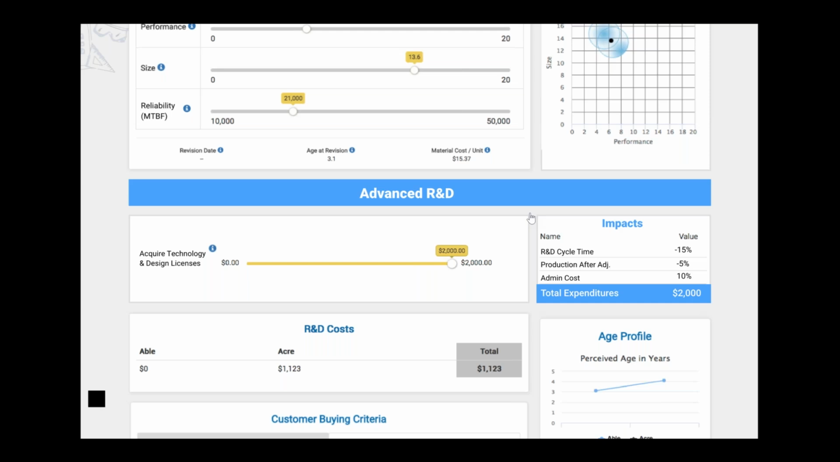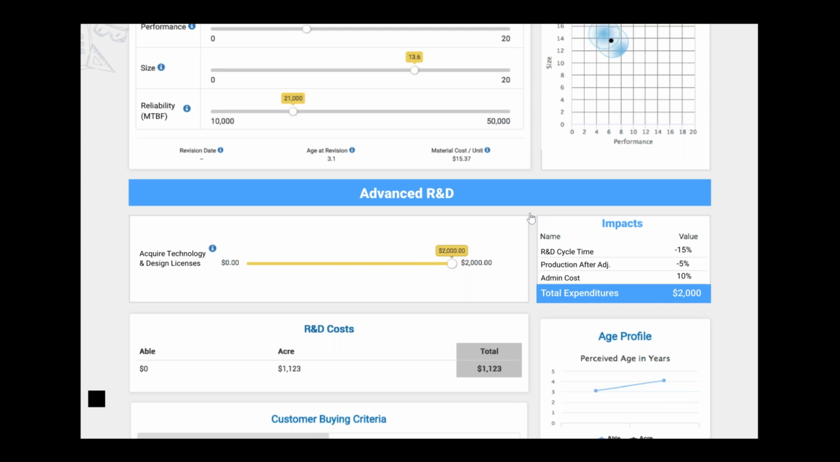So in this case, an investment in the technology and design licenses would reduce R&D cycle time, or this project time, by up to 15%. And you can imagine what a company would do with those serious improvements. That wasn't the only thing she wanted to highlight, though, as we also highlighted the yield that comes out of our production process. And in this case, this technology and design license will actually reduce the yield by about 5%.